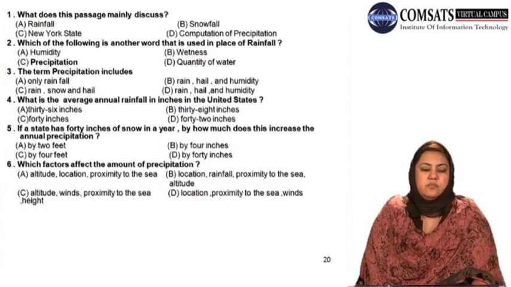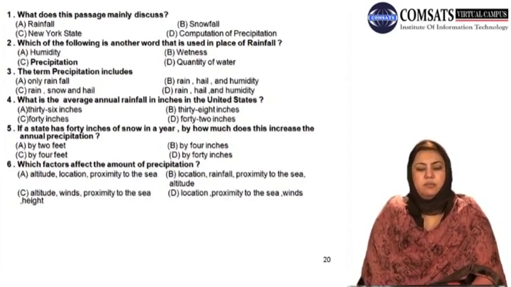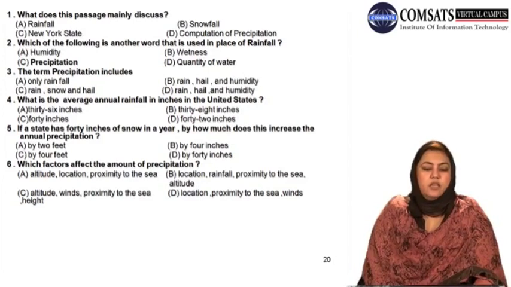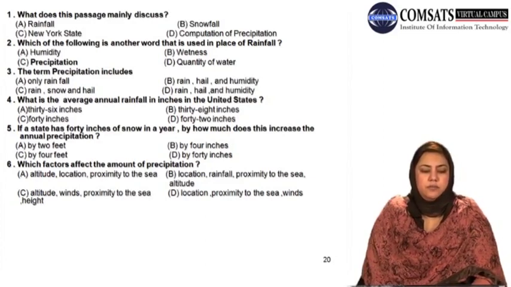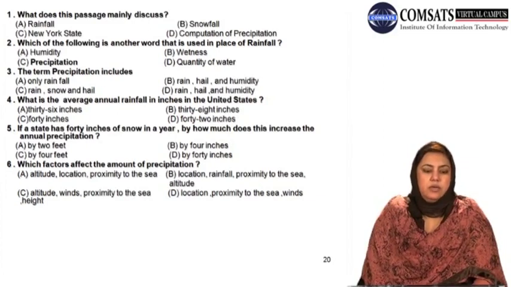Number 2. Which of the following is another word that is used in place of rainfall? Humidity, wetness, precipitation. Option D is quantity of water. Question 3. The term precipitation includes option A, only rainfall. Option B, rain, hail, and humidity. Option C, rain, snow, and hail. Option D, rain, hail, and humidity.